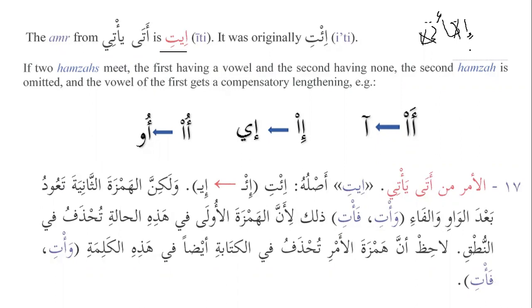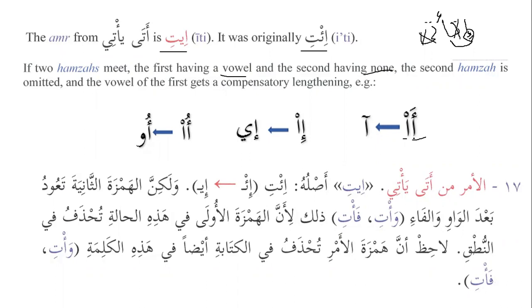So now what we have over here is a combination of two hamzas. This is basically hamzatul wasl, and you know that when we connect hamzatul wasl, we don't read it. But if we don't connect it and we want to read it, then of course we will read it with hamzatul wasl. Now we have to see why iti has become iti. If two hamzas meet, the first having a vowel and the second having none, and we have discussed this, the second hamza is omitted and the vowel of the first gets a compensatory lengthening.